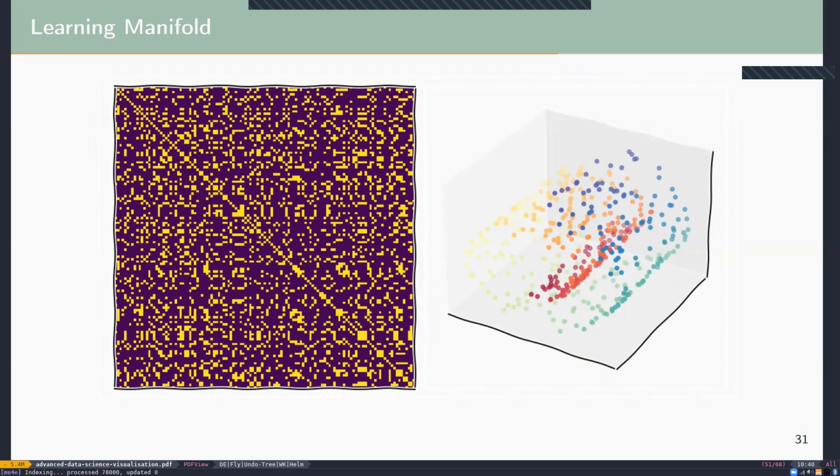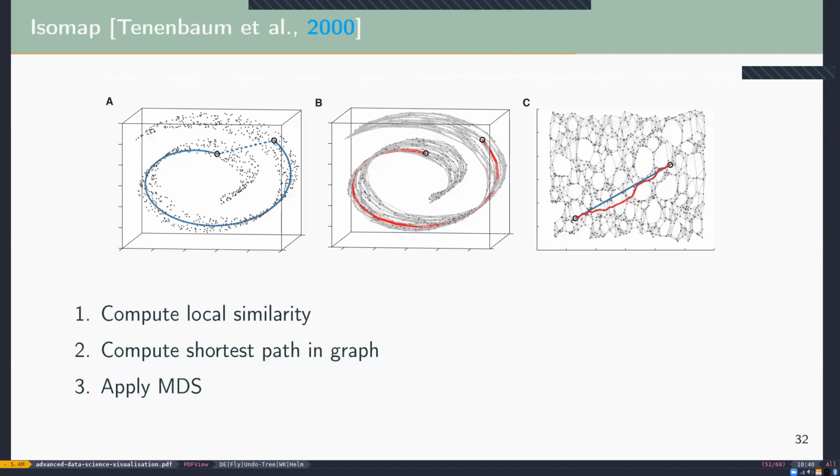Right? So if I compute it like this, what I want is the distance between the two black circles. If I compute the Euclidean distance, it's wrong. But locally, the distance is correct.